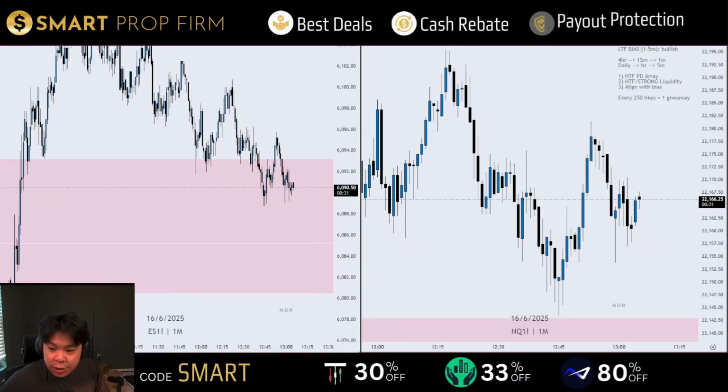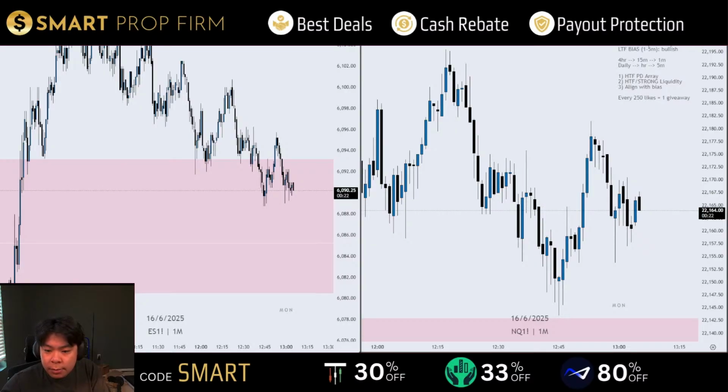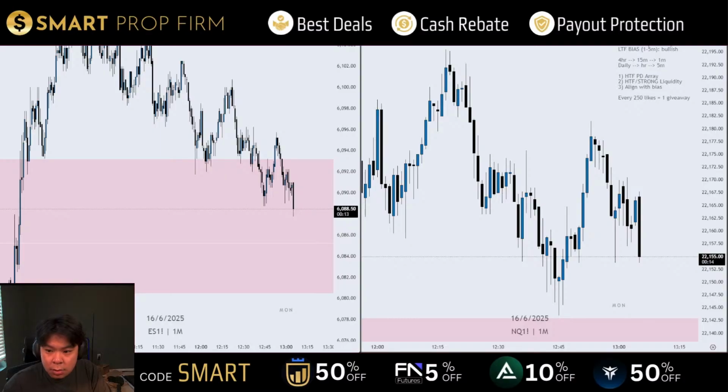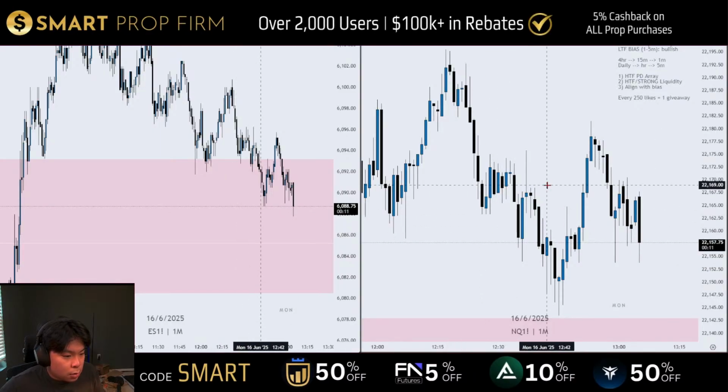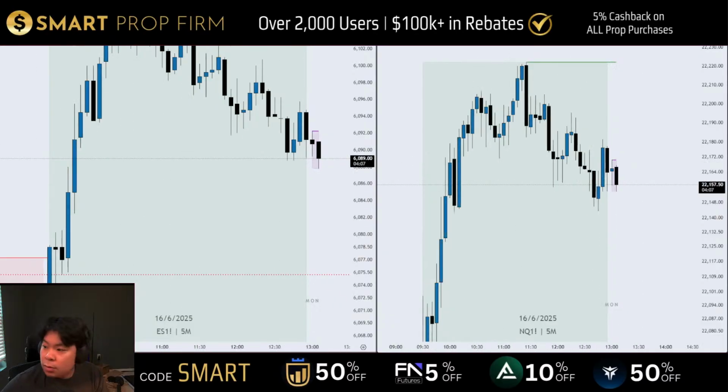What do you guys think? Bearish or bullish here? Let's do a P&L check too. It feels so iffy on a Monday, man. Green, red, break even.